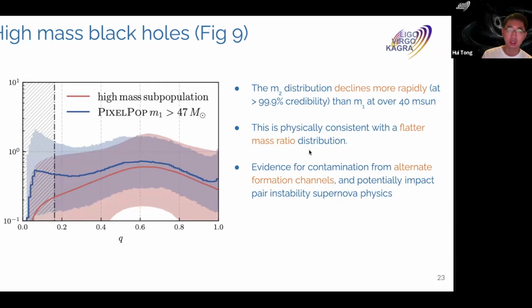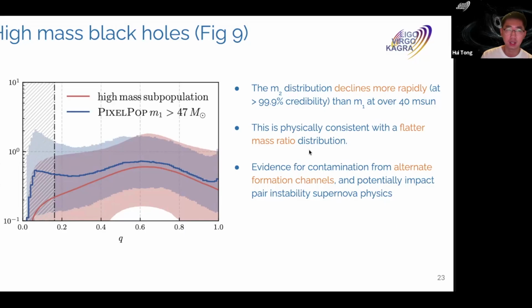So we interpret such a transition of the binary black hole mass spectrum at high mass as evidence for contamination from alternative formation channels, and potentially this could be the impact of pair-instability supernova physics.